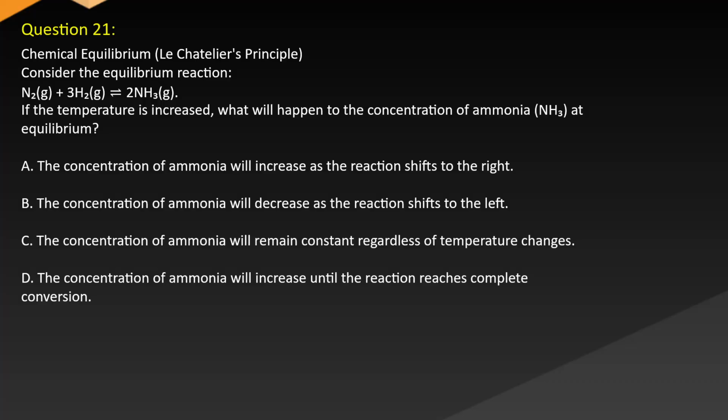Question 21. Chemical equilibrium. Le Chatelier's principle. Consider the equilibrium reaction N2 plus 3H2 equilibrium with 2NH3. If the temperature is increased, what will happen to the concentration of ammonia NH3 at equilibrium? A. The concentration of ammonia will increase as the reaction shifts to the right. B. The concentration of ammonia will decrease as the reaction shifts to the left. C. The concentration of ammonia will remain constant regardless of temperature changes. D. The concentration of ammonia will increase until the reaction reaches complete conversion.